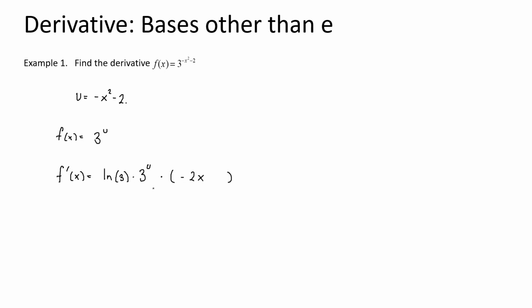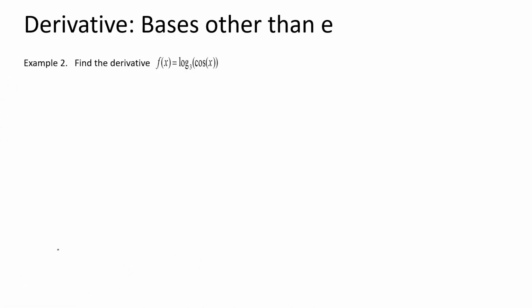Now let's simplify this and also substitute your u back into the exponent. So our answer will be the derivative is equal to negative 2x times ln 3 times 3 to the negative x squared minus 2.